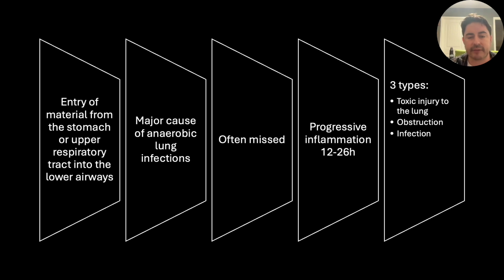That progression of inflammation, typically, like I said, it's several hours, but the time frame is about 12 to 26 hours. And there's 3 different types of aspiration. It's toxic injury to the lungs, whether that, like we said, was the gastric content, some sort of obstruction of the foreign body, or an infection in itself.